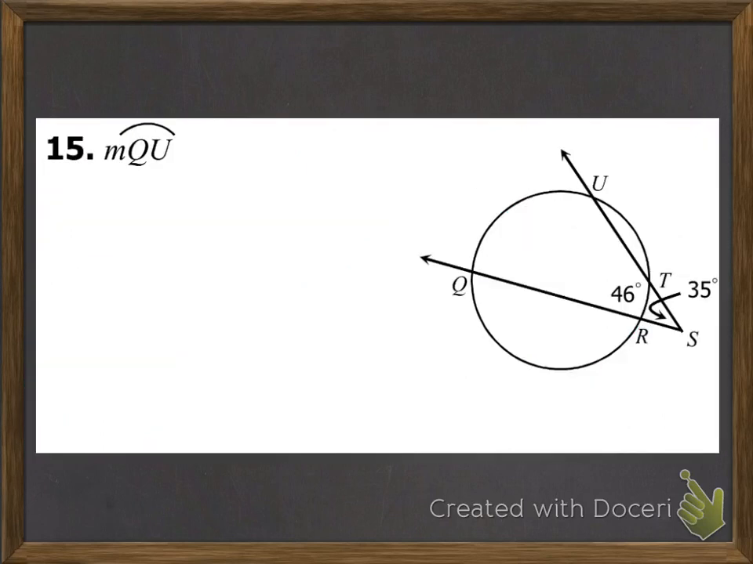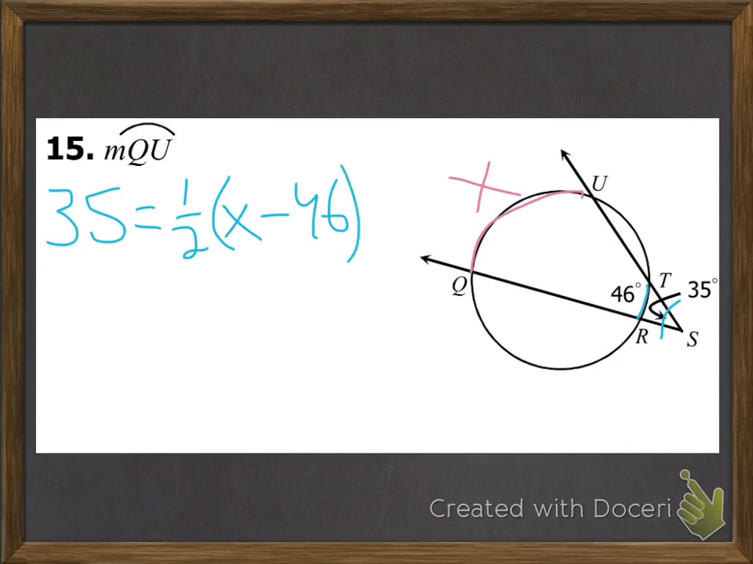Degrees. So now, number 15 here, we're looking at the measure of arc QU, which is, once again, our bigger arc. So we're actually going to do the exact same thing, since we have the angle and we have the smaller arc. And once again, I'm going to go ahead and just call that x. So 35 equals 1/2 times x minus 46.